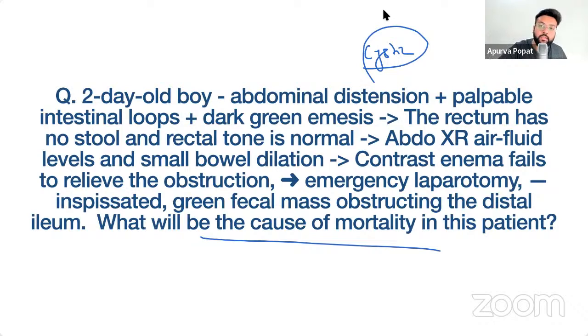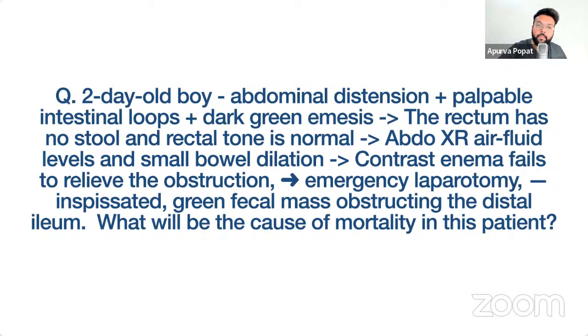Your answer is meconium ileus? No, it's not meconium ileus. What's the most common cause of mortality in cystic fibrosis? Most common cause of death. Is it pulmonary? Is it cardiac? Is it intestinal? Is it kidneys? Pulmonary. It is pulmonary.